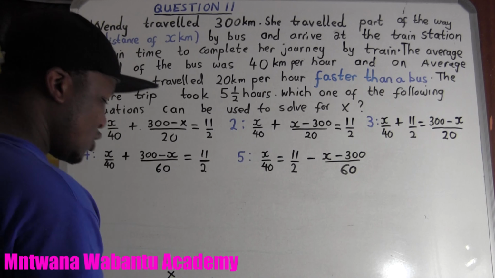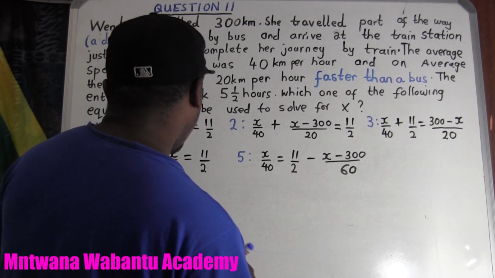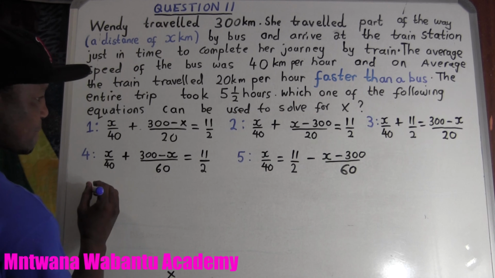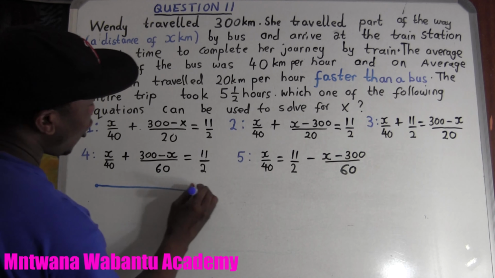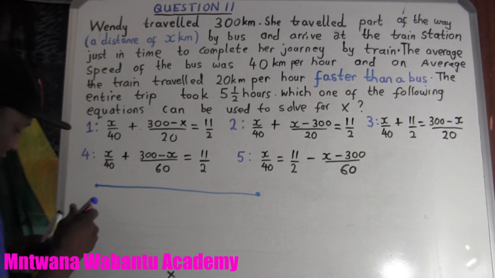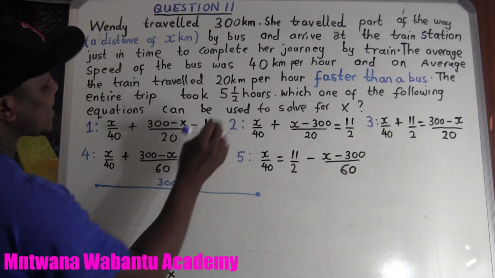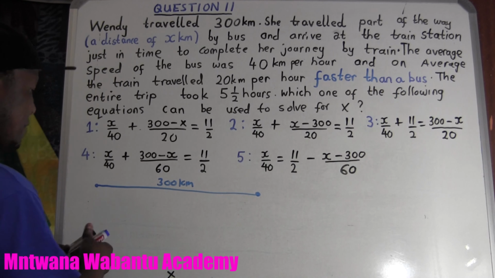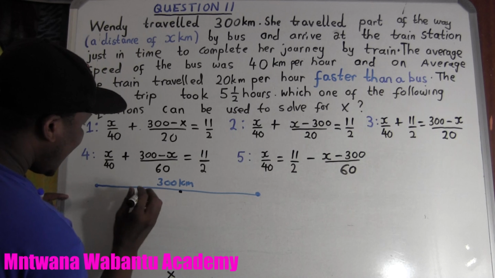And okay, so the best way you can do this, let's show an illustration, like with a diagram. For example, let's say this is where she started her journey. She goes all the way. The total distance is 300 kilometers. But let's say here, part of her journey of distance x means, let's assume this is distance x. From here to here is x.